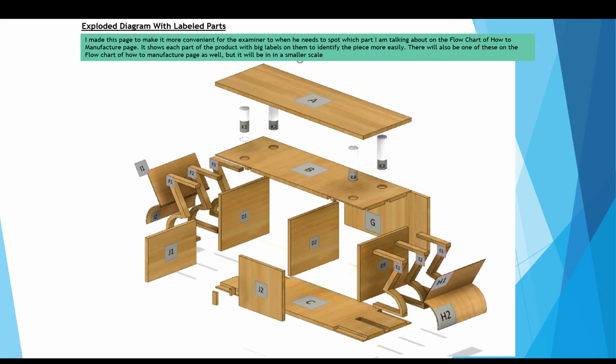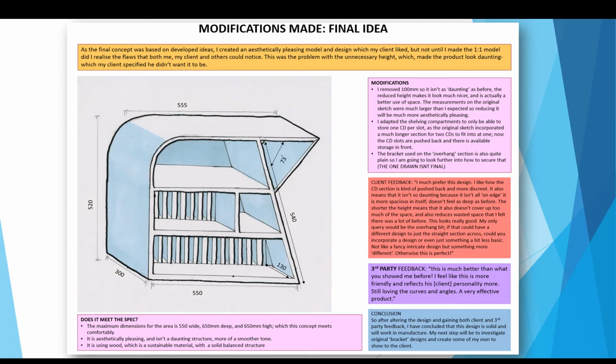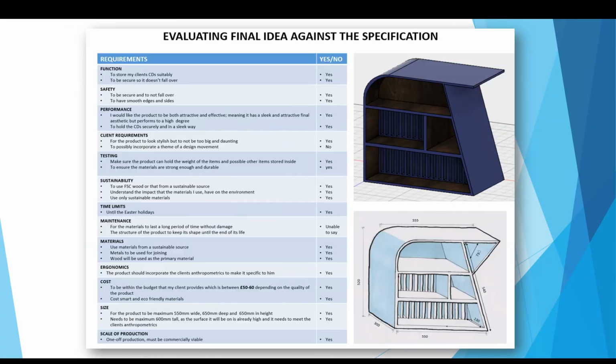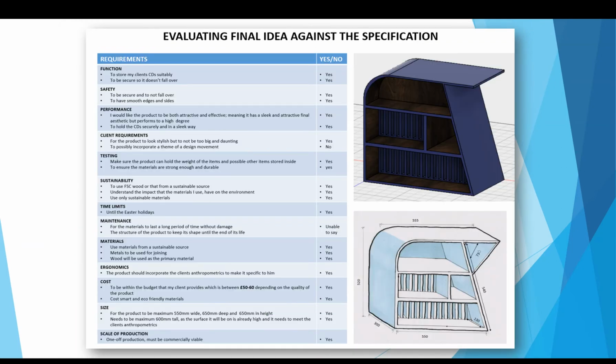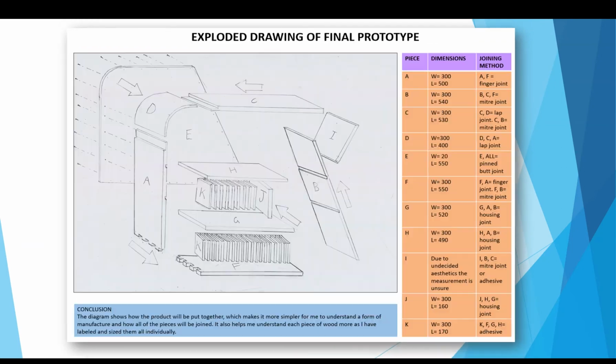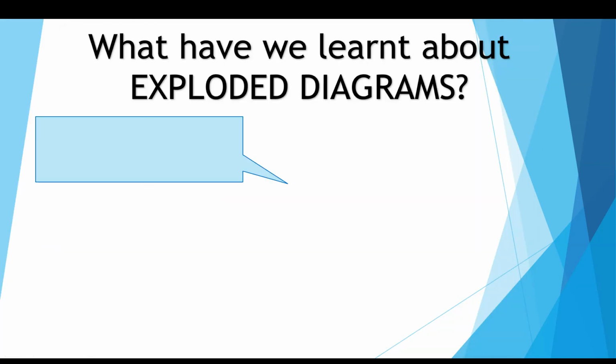Okay, and then they had the labeled parts. Now here's that's what I'm looking for. This was a student's final idea, final proposed prototype. There she checked it against the spec, and there produced an exploded diagram with all the different components. There was a cutting list, and you saw how it fitted together. So that's why it's used.